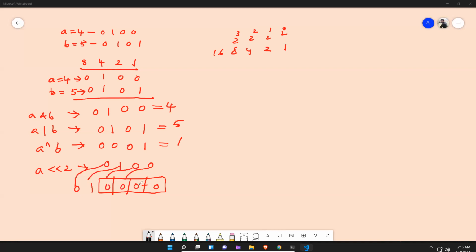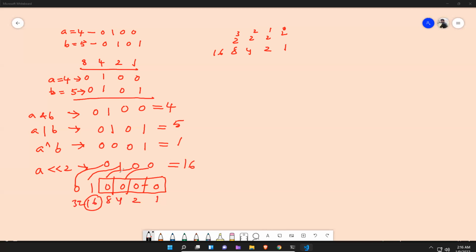Right, so now it will shift to the left side, it will shift 2 bits, so it will leave these to this one. So if you see this one, in the first one, 1 2, what is that? 4 8 16 32. So 1 is there in the 16. So A left shift 2 is equal to 16.